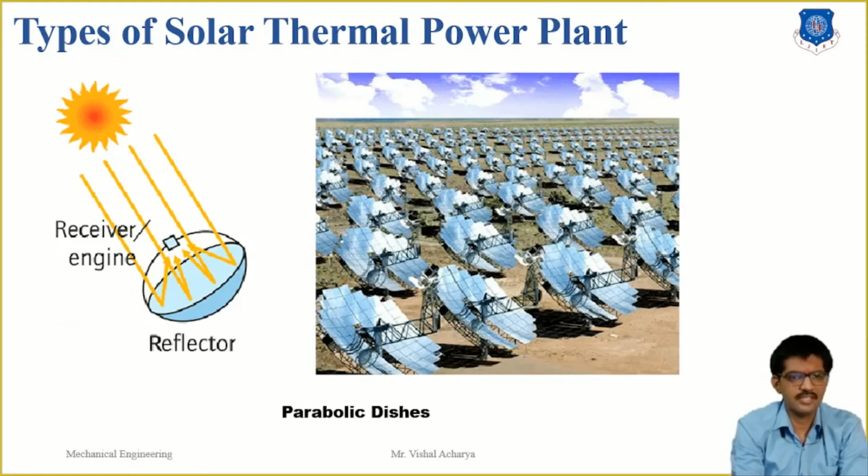Second is the dish engine system. It uses a parabolic dish of mirrors to direct and concentrate the sunlight onto a central engine that produces the electricity. The dish engine system is a concentrating solar power technology that produces a smaller amount of electricity than other technology, typically in the range of 3 to 25 kilowatts.